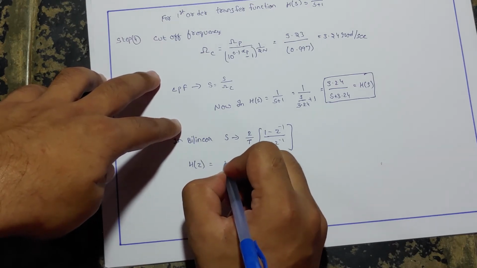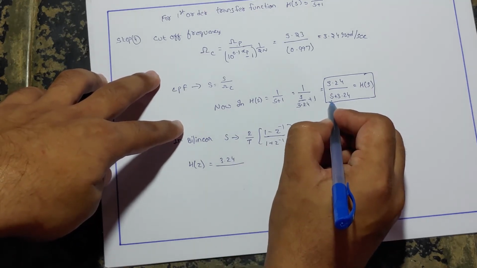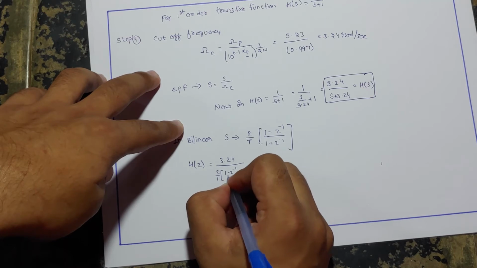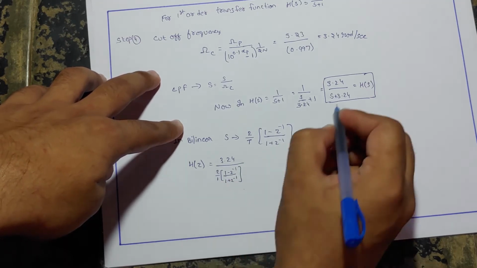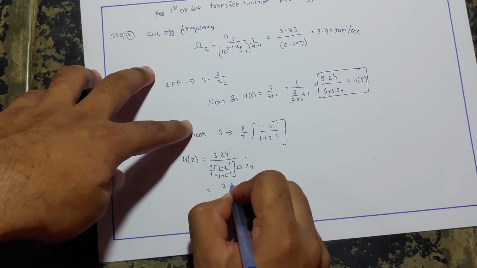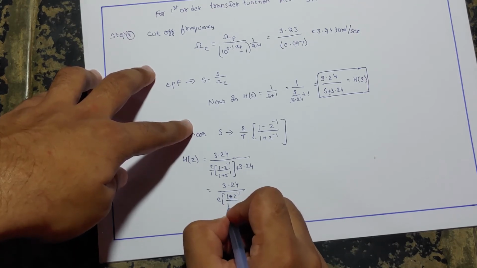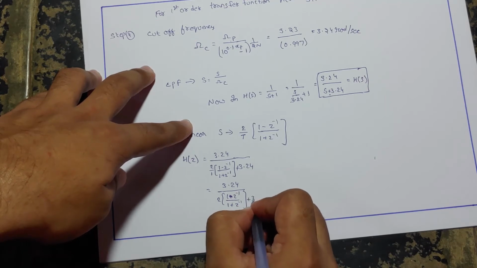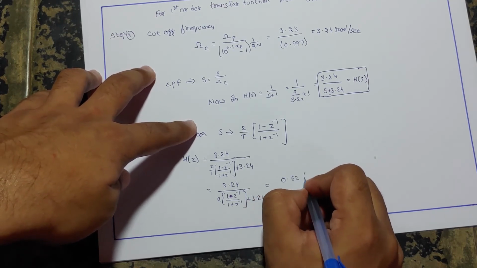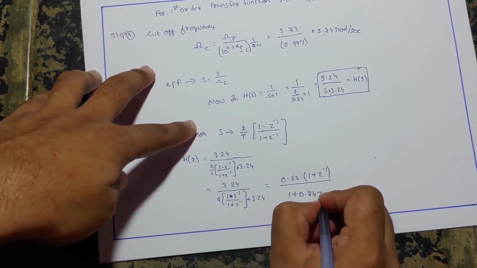In this case H of z is equal to 3.24 by, here s will be in this format, which is 2 by 1 times 1 minus z power minus 1 by 1 plus z power minus 1, plus 3.24, which is equal to 3.24 by 2 times of 1 minus z power minus 1 by 1 plus z power minus 1, plus 3.24, which is equal to 0.62 of 1 plus z power minus 1 by 1 plus 0.24 times z power minus 1.